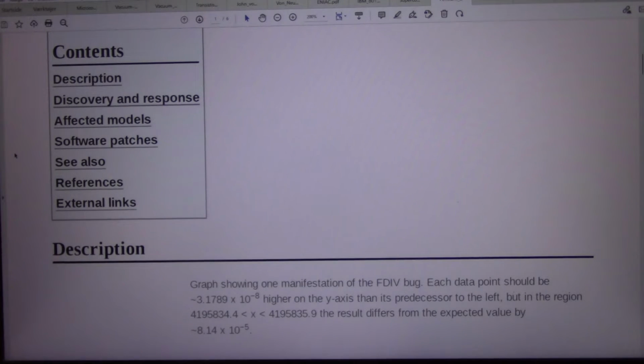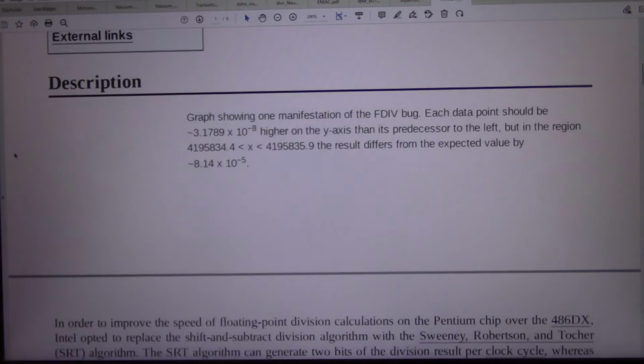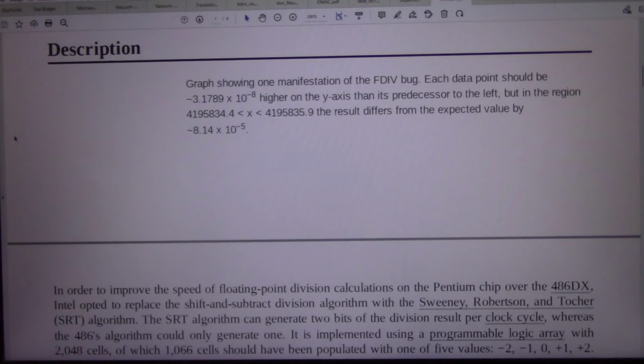External links. Description. Graph showing one manifestation of the FDIV bug. Each data point should be approximately 3.1789x10^8 higher on the y-axis than its predecessor to the left, but in the region 4195834.4 and 4,195,835.9, the result differs from the expected value by approximately 8.14x10^5.